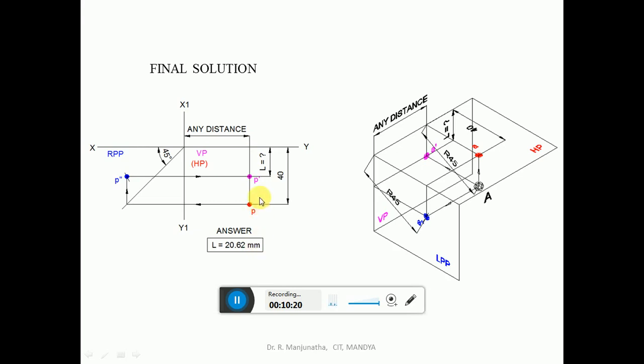Then show the dimension, the distance in front of VP, which is the distance between this point and the top view, which will be 40 mm. So this is how we will be able to solve this problem with the shortest distance in the fourth quadrant.